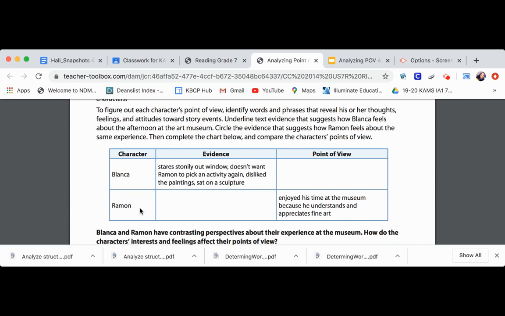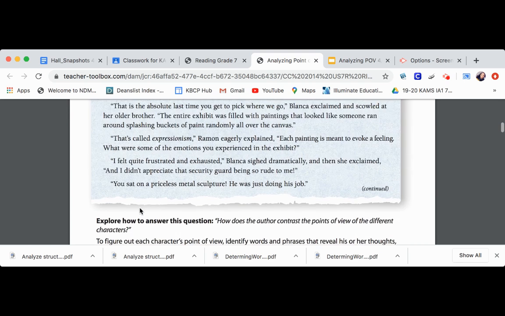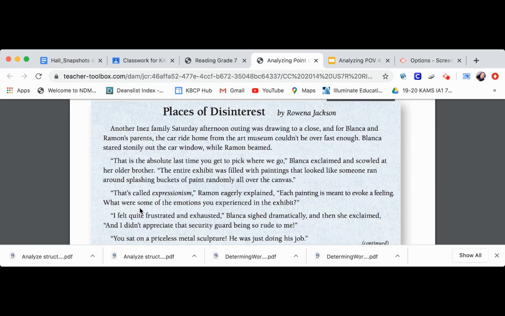Okay, so let me think aloud. I will read the text to find evidence that tells about each character's point of view. So Miss Hall will go back up and reread. In the first paragraph, I read that Blanca stares stonily out of the car window while Ramon beams. What do these actions that both kids are doing tell me about their feelings, or maybe their point of view about the trip to the museum? Hmm. Give me a minute. Let me think.